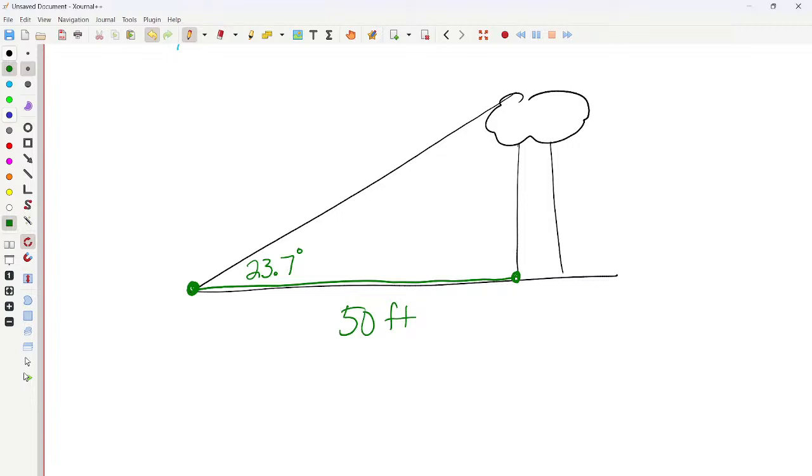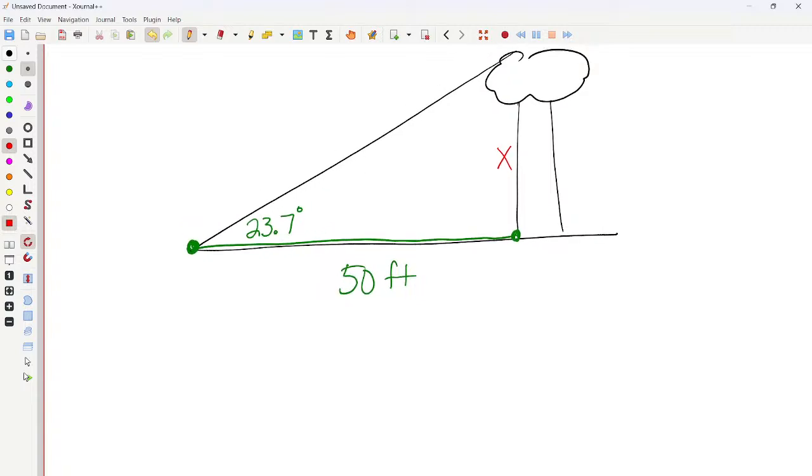I claim we can find the height of the tree now with a calculator and two very human measurements. I'll call this X. I could call it A or B. I'll call it a lowercase letter. Try not to call it a capital letter. Definitely don't call it theta. But it's a side length. I'm going to call it X because we're about to do an algebra equation with trig in it.